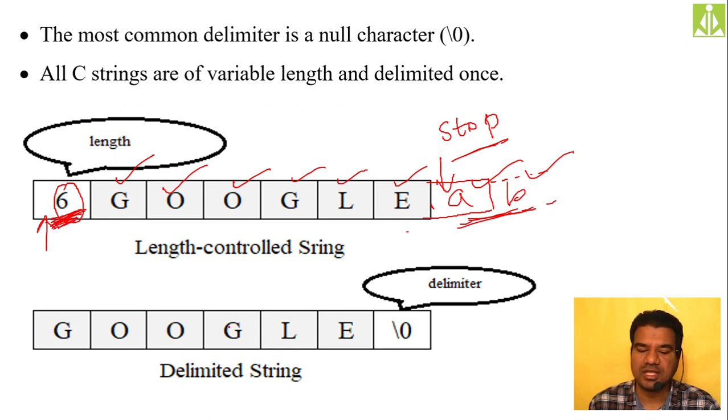Then in delimited strings, what we are doing is storing the last character as the delimiter. The last character as the delimiter, and when the compiler starts the reading process, initially it will not know where to stop.